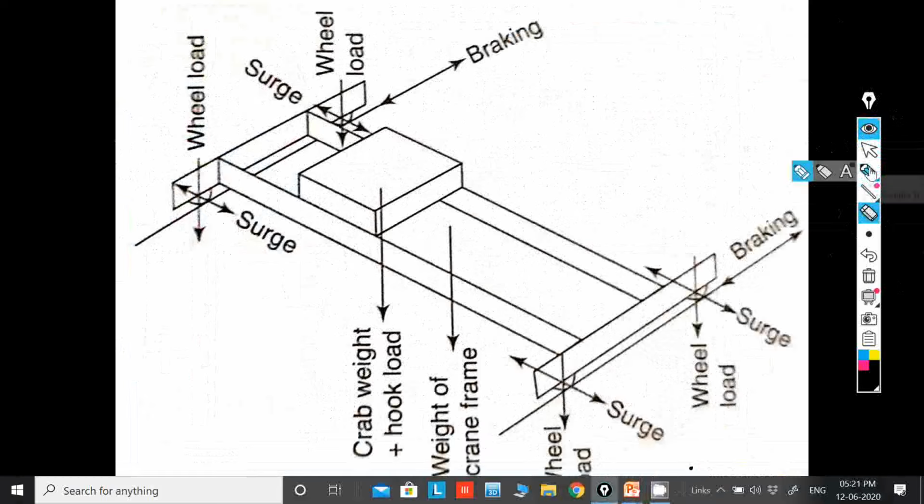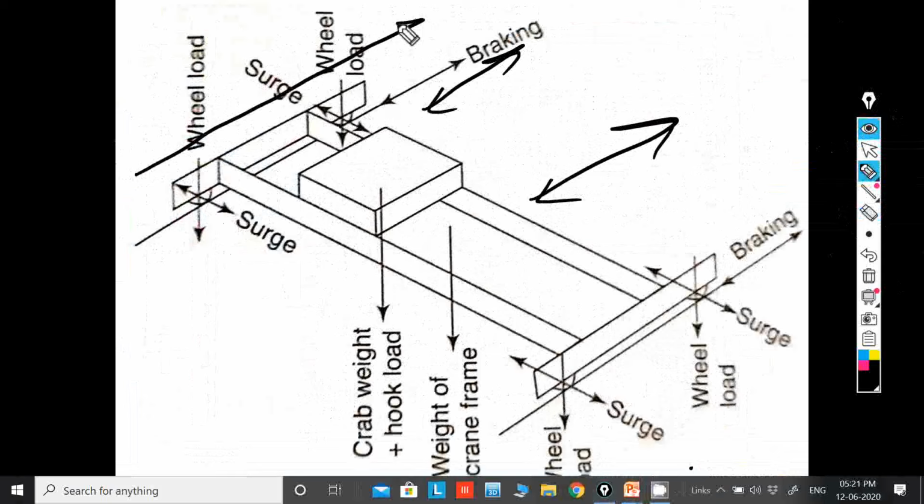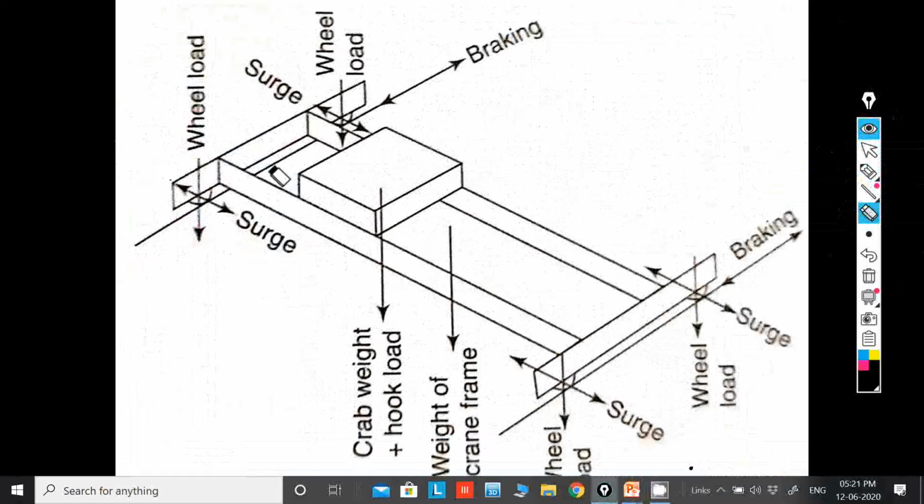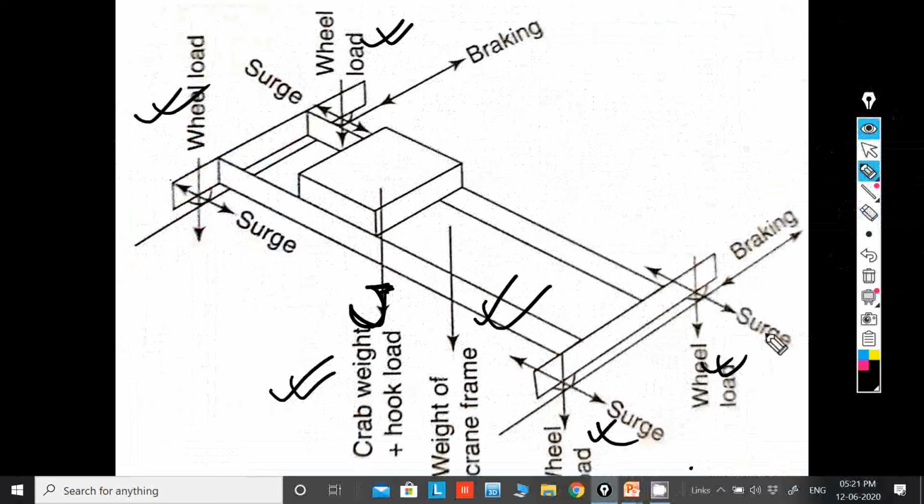Then when the crane is moving in this manner and has to stop, it will have to apply brake. Then there will be a braking load which will be parallel to the gantry girder, because the gantry girder is along this direction. This is the concept that you have to understand. Regarding the vertical loads, there is not much difficulty: crab weight plus hook load, obviously the hook will be somewhere here, weight of the crane frame, wheel load. These vertical loads are not difficult to understand.